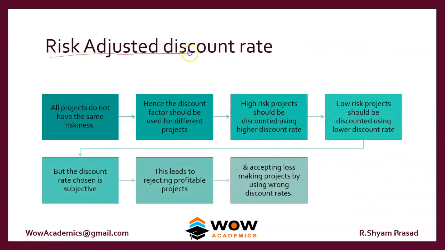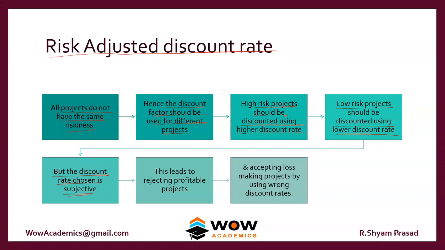It's called the risk adjusted discount rate. See, all projects do not have the same riskiness. Hence, the discount factor should be different for different projects. High risk projects should be discounted using a higher discount rate, and low risk projects should be discounted using a lower discount rate. But the discount rate chosen is always subjective, right? So they say that all projects are not going to have the same risk, so don't use the same discount factor to discount all the cash flows. If a project has a high risk, use a high discount factor. If a project has a low risk, use a low discount factor.